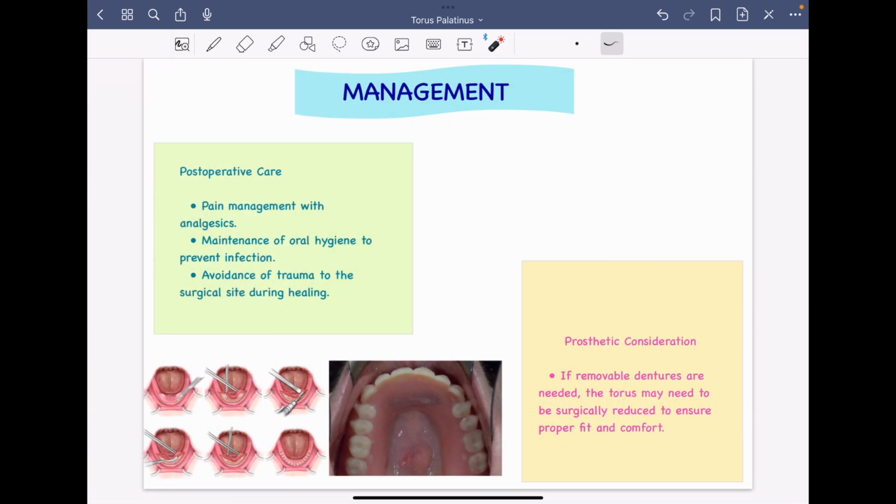In cases where we have to go for surgical line of treatment, then post-operative care becomes a necessity. So pain management is to be done with analgesics. Then maintenance of oral hygiene is also necessary to prevent any infection in that area. Definitely avoidance of trauma to the surgical site, because any trauma might hamper the healing process altogether. So post-operative instructions are to be given to the patient. Then prosthetic considerations. In cases where a removable denture has to be fabricated, the torus may need to be surgically removed or reduced, to ensure a proper fit and comfort.